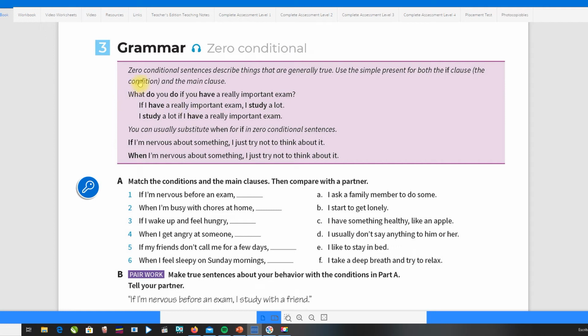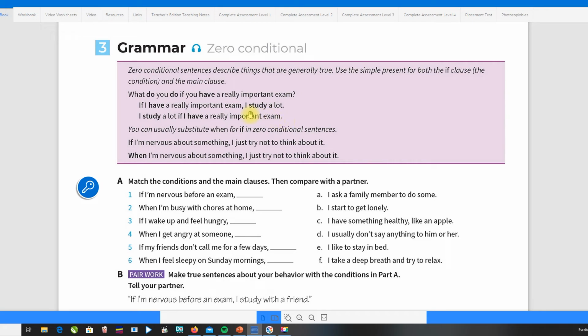Here we have the explanation. Zero conditional describes things that are generally true. And we use the simple present in both places, right? In the if clause and in the main clause. If I have a really important exam, I study a lot. I study a lot if I have a really important exam.